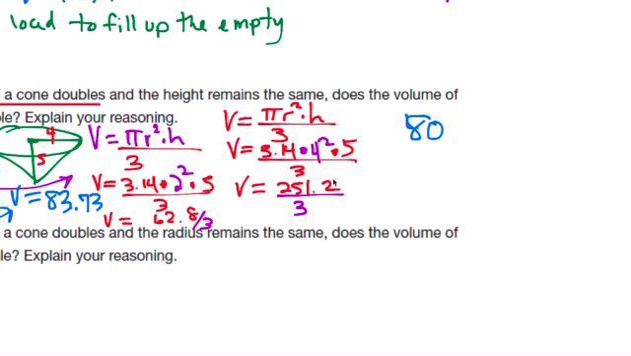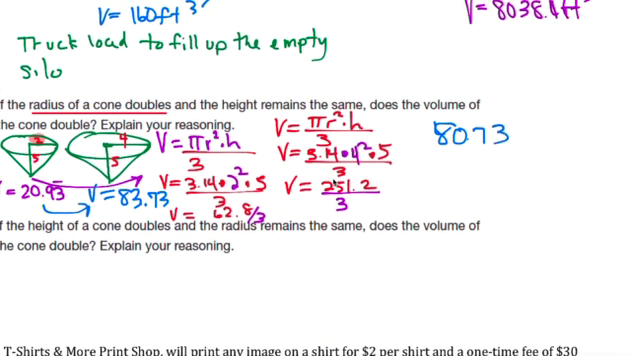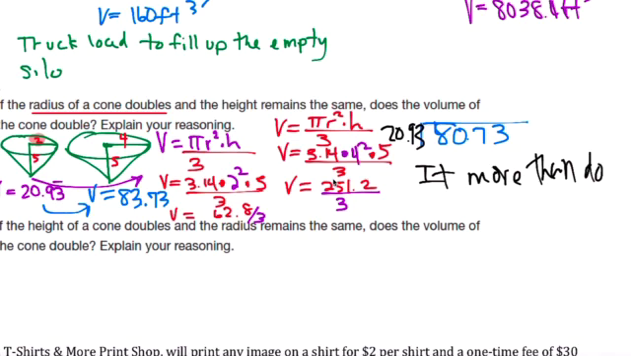So 83.73, it's more than double, right? Divide by 20.93, you'll get 4 point something. So it's 4 times bigger. 4.00. It more than doubled. It quadrupled. It's 4 times bigger.